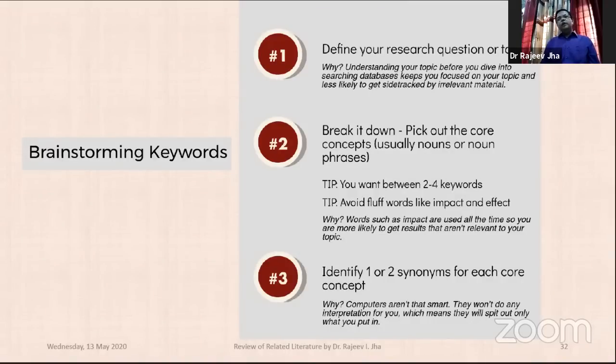Why? Because computers aren't that smart. Yes, they are very efficient, but they are not smart, not smarter than you. They won't do any interpretation for you, which means they will spit out only what you put in. So at times you may have to change your words. So instead of students, you put children. Instead of children, you put students and see the effect. See the change in the search results that come up. Next slide, please.